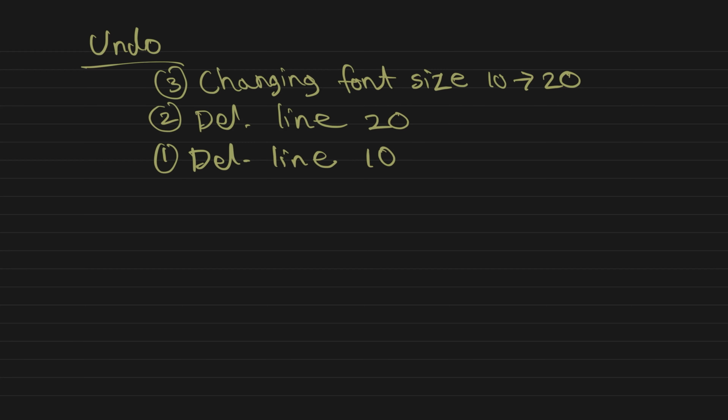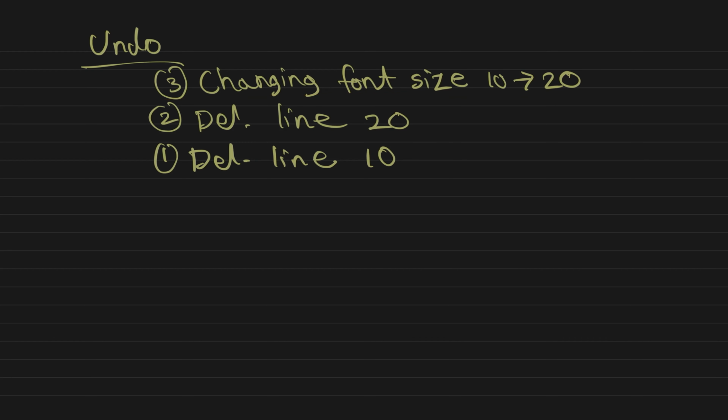Now let's say you decide to undo these things, right? As you noticed, the first action that we did was deleting line number 10, the second was deleting line number 20, and the third was changing the font size from 10 to 20. So the actions that we did were added to a stack, you can say, in this way. The first action was added to the stack at the bottom. The second action was added after that. The third action was added on top of the stack.